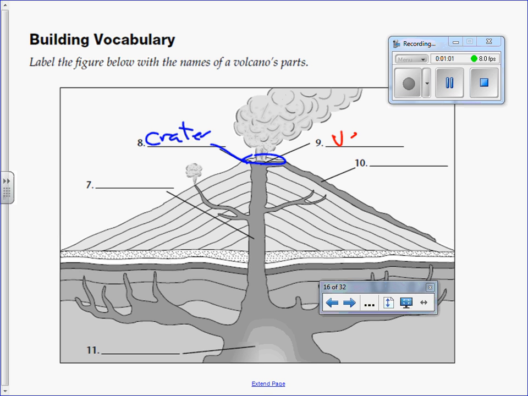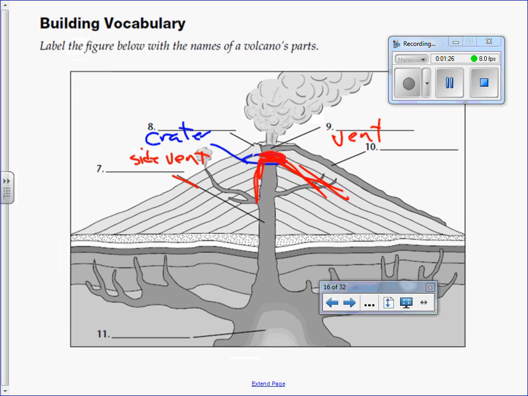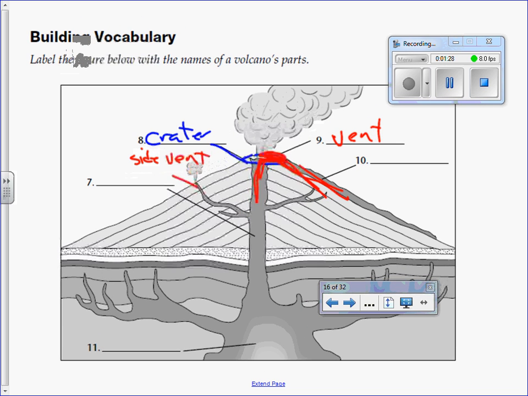The main vent is at the top, where the lava is coming out. You can also have a side vent. And it doesn't really matter on your picture which you label which. I would say this one's the vent just because it's pointing more to the lava, and this one's the crater because it's pointing to the shape. But that's fine. The lava, of course, is the melted rock after it comes to the surface.